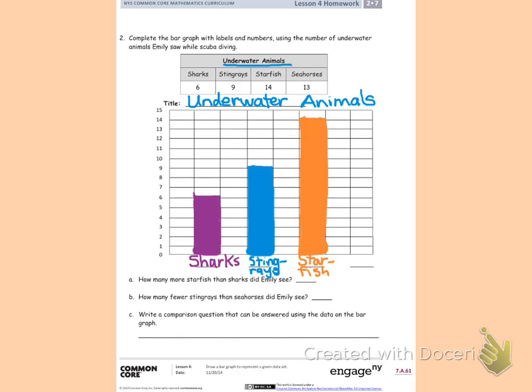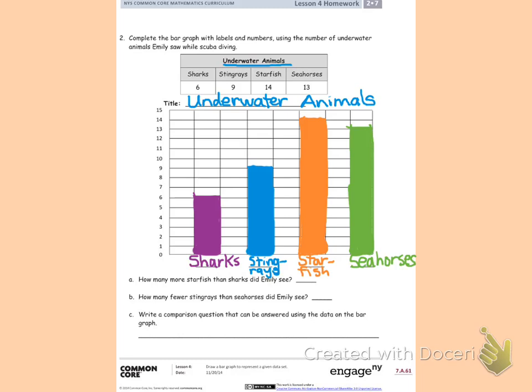And the final one is seahorses. I'll capitalize the word seahorses. She saw 13, so I'll draw a line at 13, outline, and then shade. As I've said in the past, it is not necessary to use different colors. It's just my choice.